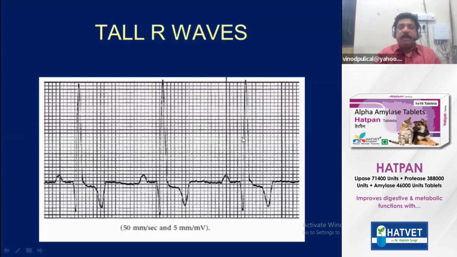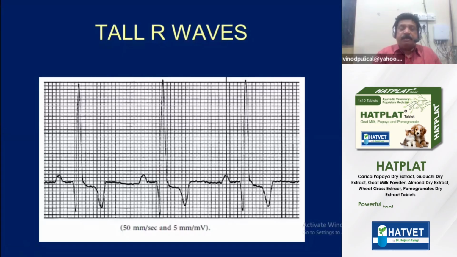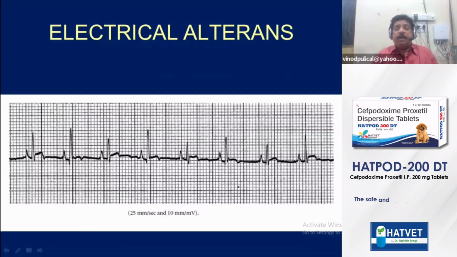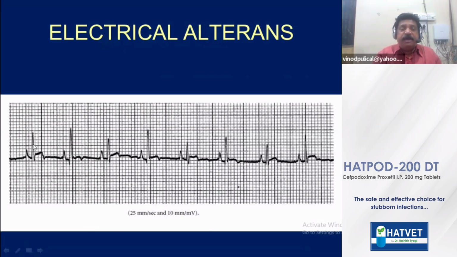Tall R waves can be due to increase in the size of the right ventricle as well as the left ventricle, especially the right ventricle. Electrical alternans: when there are loose electrodes or cardiac tamponade or severe pericardial effusion or hemopericardium, we can see different R wave amplitudes.